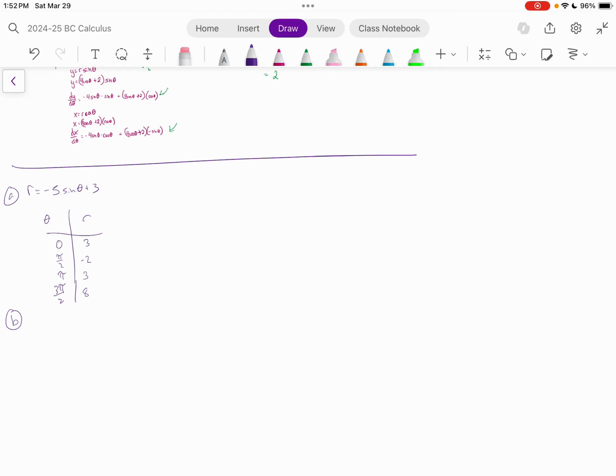I'm going to bounce back and forth between OneNote and Desmos, so it might be a little bit odd in terms of you having all my work sort of accessible to you, but hopefully this will work for you guys.